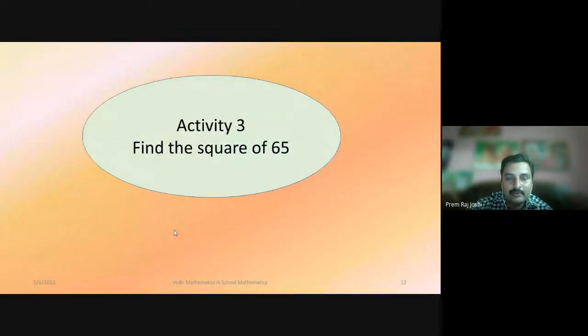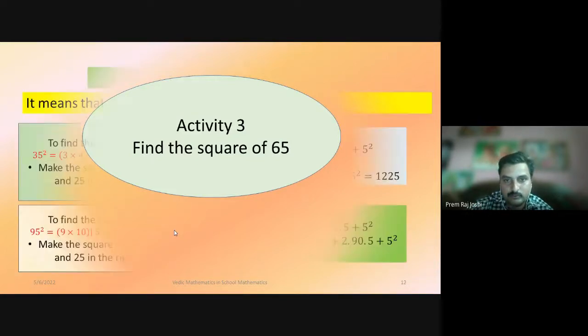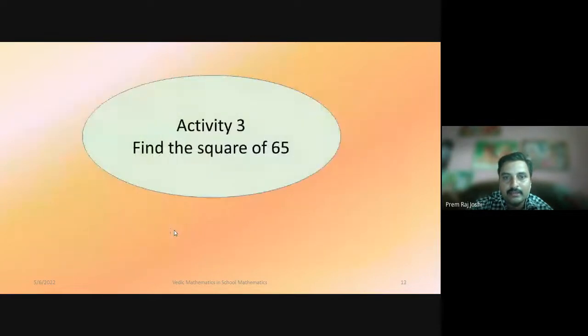So I have also one activity to find the square of 65. I think due to the time constraint, I will not wait for a very long time, but you can easily do this activity as well. Very simple.